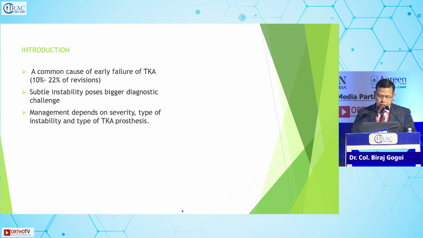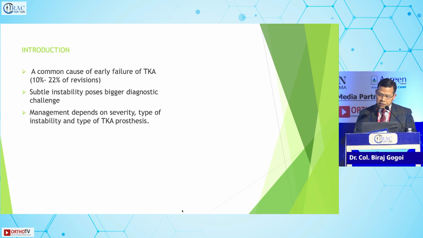As the topic suggests, I'll be mainly focusing on flexion instability after TKA and will only briefly touch upon the other types of instabilities due to time constraint. Instability is a common cause of early failure after TKR, accounting for about 10% to 22% of revision TKAs. Although gross laxity can be easily diagnosed clinically, subtle instability poses bigger diagnostic challenges as the clinical features are less prominent. So high index of suspicion is always required.